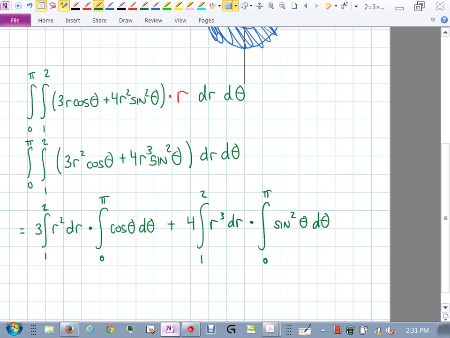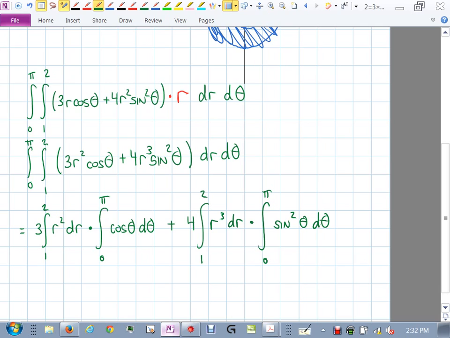Now, could you integrate r squared? Pretty easily, right? 1/3 r cubed. Plug in, get a number. Antiderivative of cosine? Sine? That's pretty easy. Antiderivative of r cubed? Pretty easy. Antiderivative of sine squared? How would you do that one? Just do a trig identity, right? A power reducing formula, you can rewrite that as 1/2 minus 1/2 cosine 2 theta, and then integrate term by term.